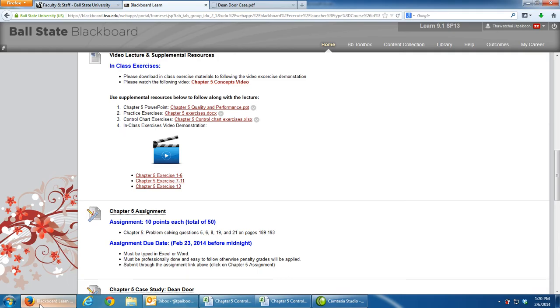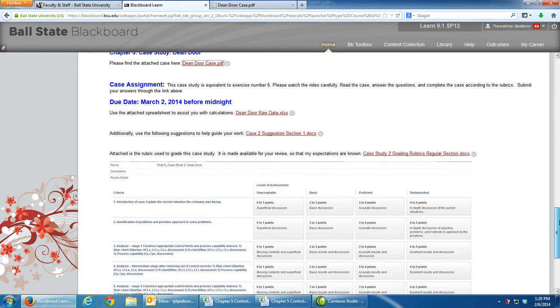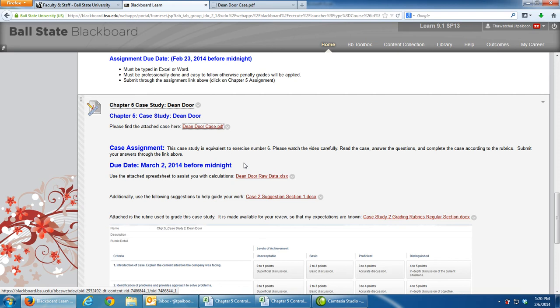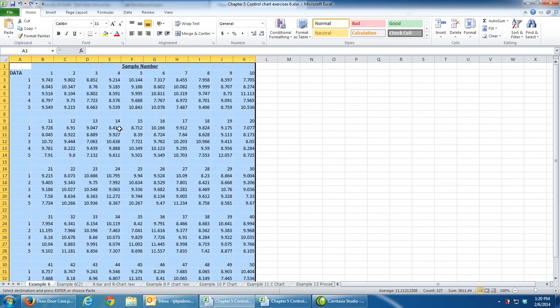Students can also look at the case study, which you can download from the link available in the case study section. The purpose of this exercise is to familiarize students with the control charts that can be used to evaluate the situation of an organization.